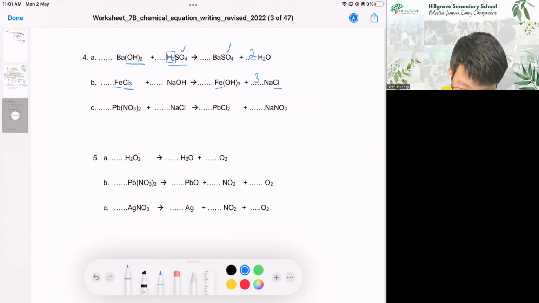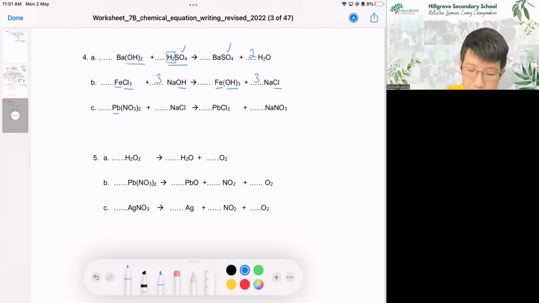So I need to multiply by 3 for sodium hydroxide in order to have 3 sodium ions on the left side of the equation as well. So I will have 3 hydroxide ions on the left and right side. So this one is balanced. Let's look at the last one, 4C.